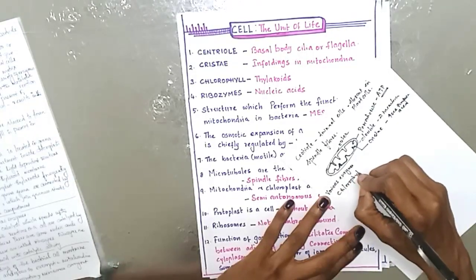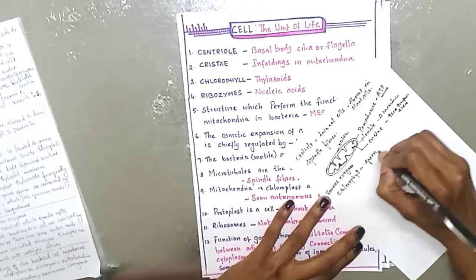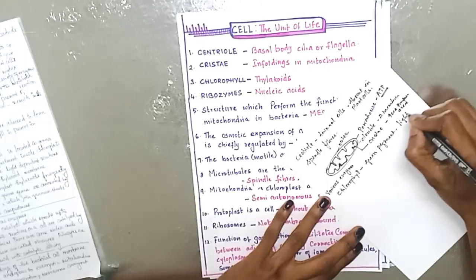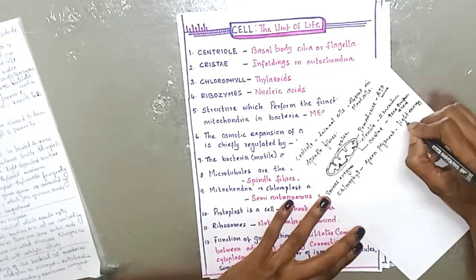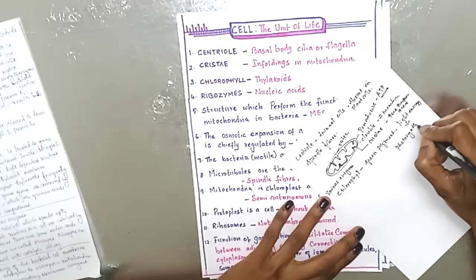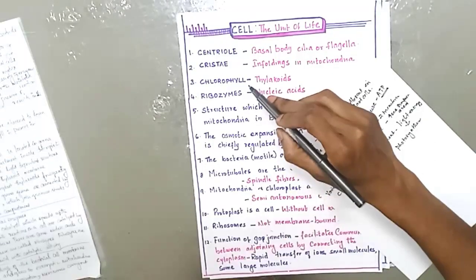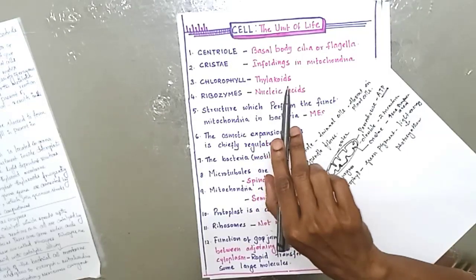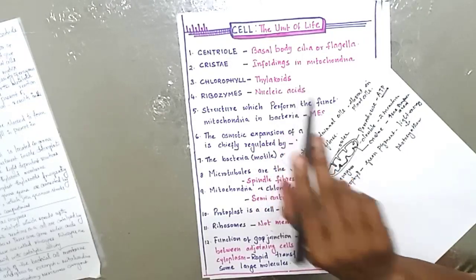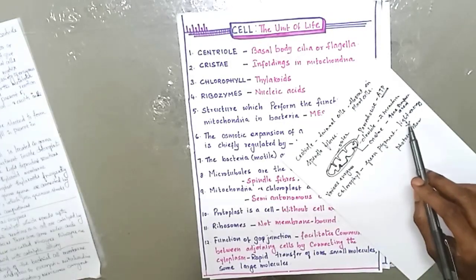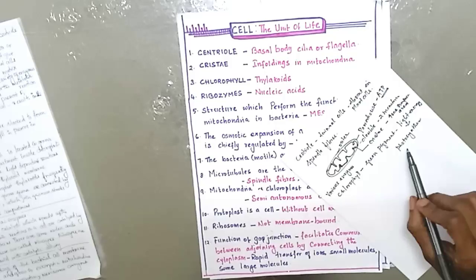The third point is chlorophyll. This is a green pigment which traps the light energy, which is used for photosynthesis. This chlorophyll is present inside the thylakoids. These thylakoids are present inside the chloroplast of the plant cell. The function of chlorophyll is that it helps in capturing the light energy which is helpful in photosynthesis.